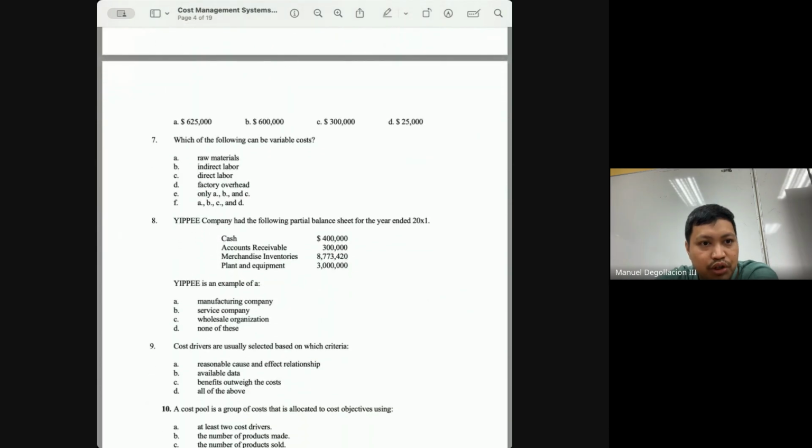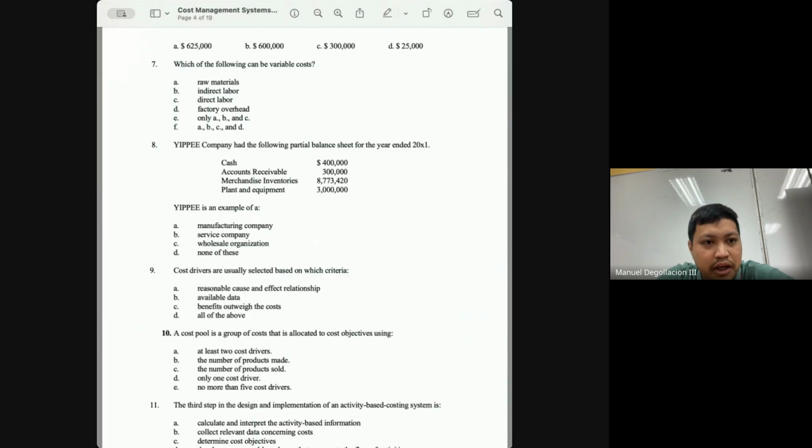Number 7, which of the following can be variable costs? Of course, raw materials, class, tend to be variable, the same as your indirect labor and even your direct labor, and also your factory overhead. Factory overhead can be variable or fixed. So the best answer here is letter F.